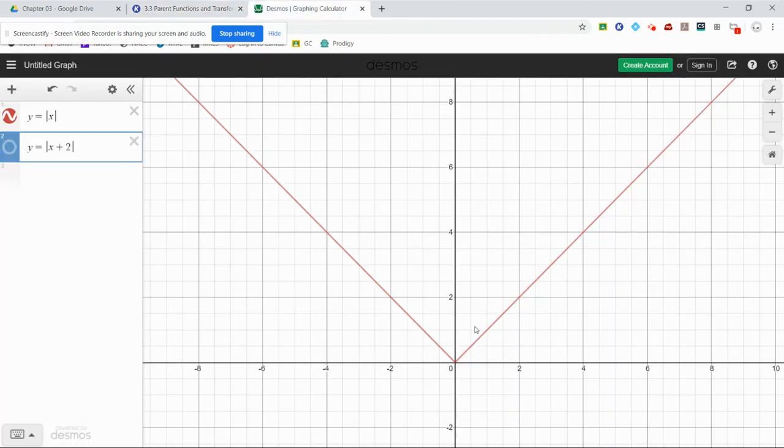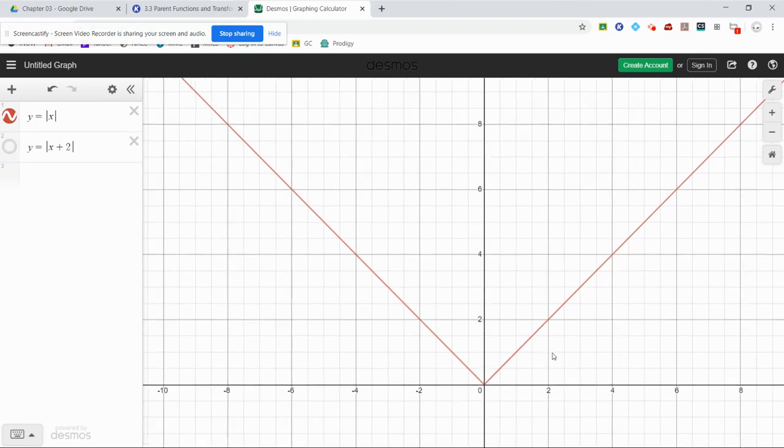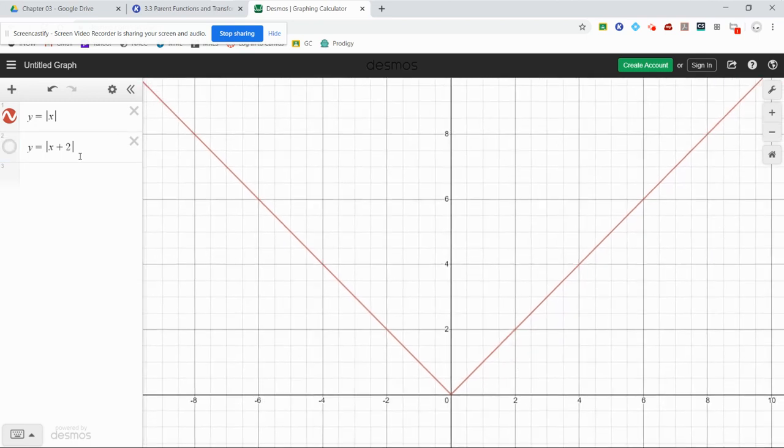Okay, here we see a picture of, again, y equals the absolute value of x. I've graphed it on Desmos, and I've also got my other equation in here. Let's click on it and see. You can see what happens. My graph is actually identical. It just got shifted over.